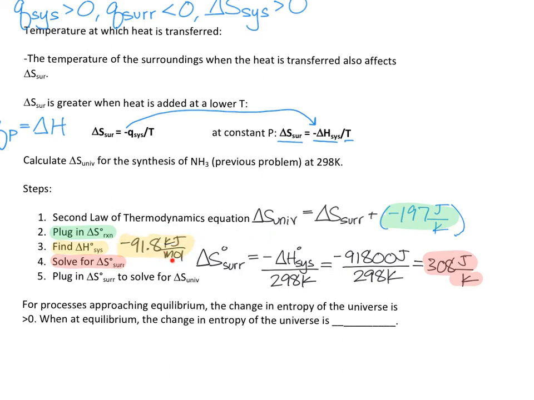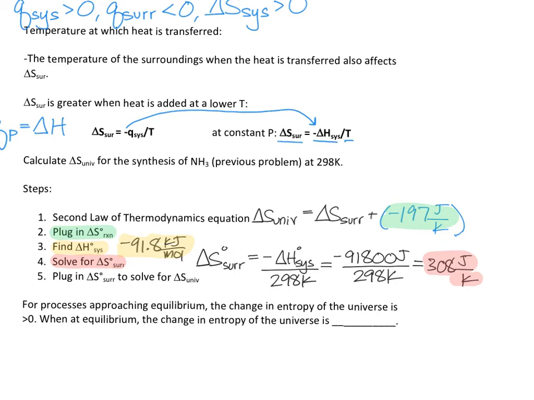I don't include the mole because it's 1 mole of the reaction already. The difference is I do plug in units of joules per Kelvin instead of kilojoules, and the reason is that my delta S of the system is in units of joules over Kelvin, so I want to stay consistent. So I'm plugging in negative 91.8 in terms of joules, dividing it by the temperature, which should give you 308 joules per Kelvin.